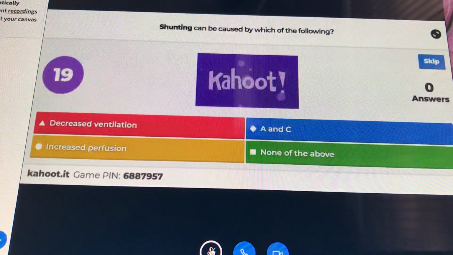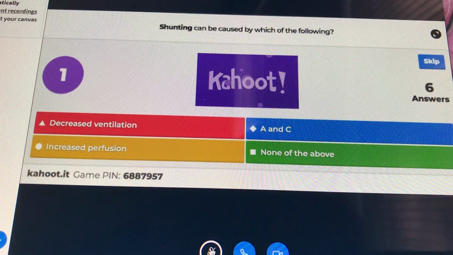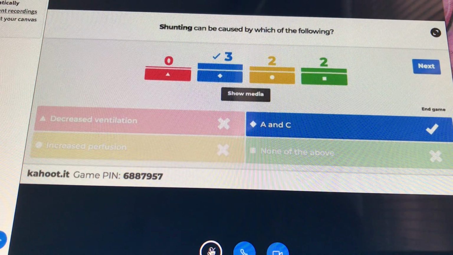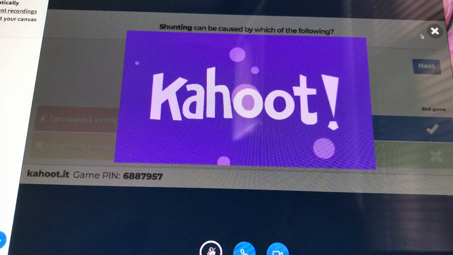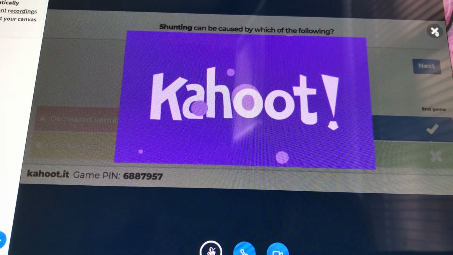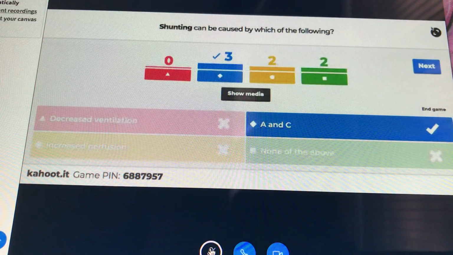Shunting can be caused by which of the following? Okay, so shunting. Can be caused by, of course, a decrease in ventilation or a decrease in perfusion. So it's a mismatch between the two, of course.